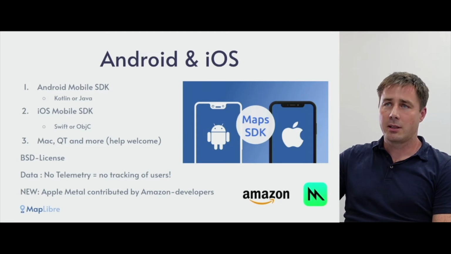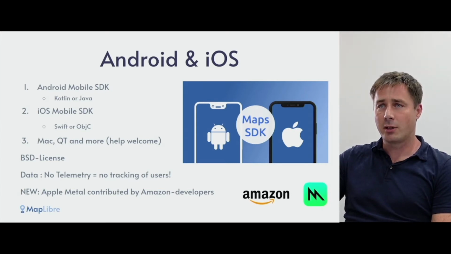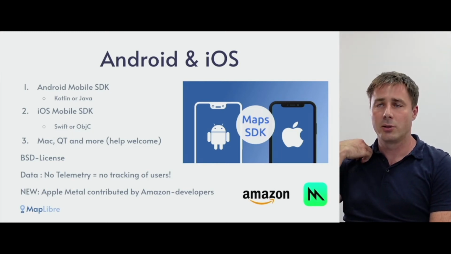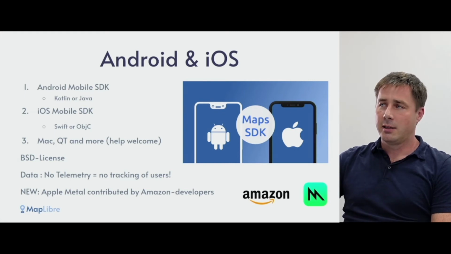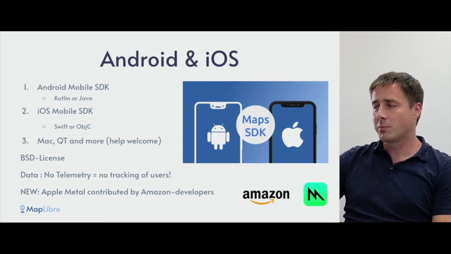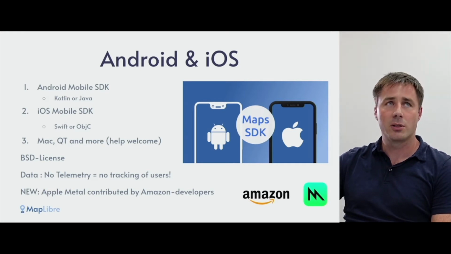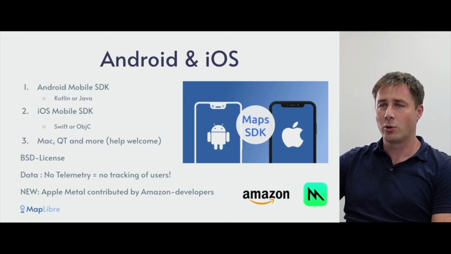The Android SDK has a wrapper with Kotlin and Java. The iOS one is usable with Swift and Objective-C. There are also ports for Mac and Qt, and you can contribute other bindings and define your own usage on top of the native code. Everything is under the BSD license as previously. There is no telemetry, no tracking of the users, complete privacy, and true open source.